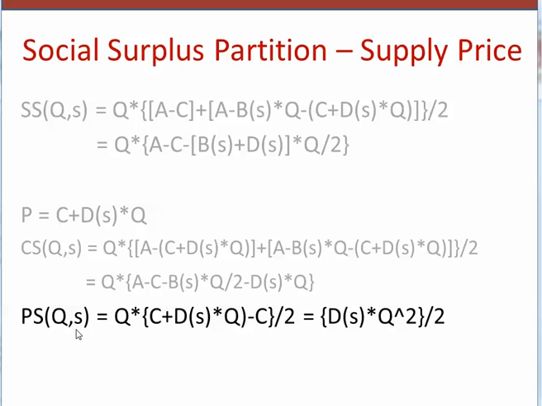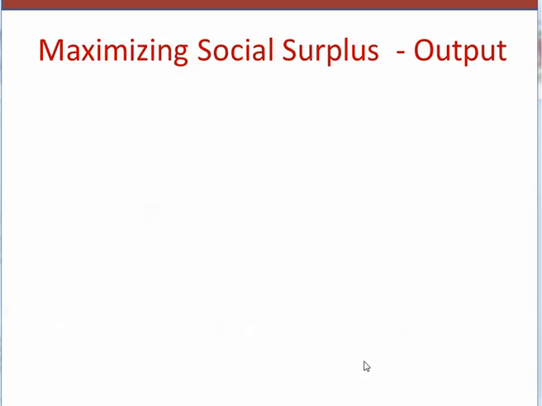Producer surplus is a triangle, and here's how you compute that triangle. The height is Q. The base is the difference between the supply price, which is C plus D of S times Q, and the supply choke price, which is C. So the C's cancel, and what you're left with is D of S times Q squared over 2. So that's the producer surplus, in this case, the area of that triangle.